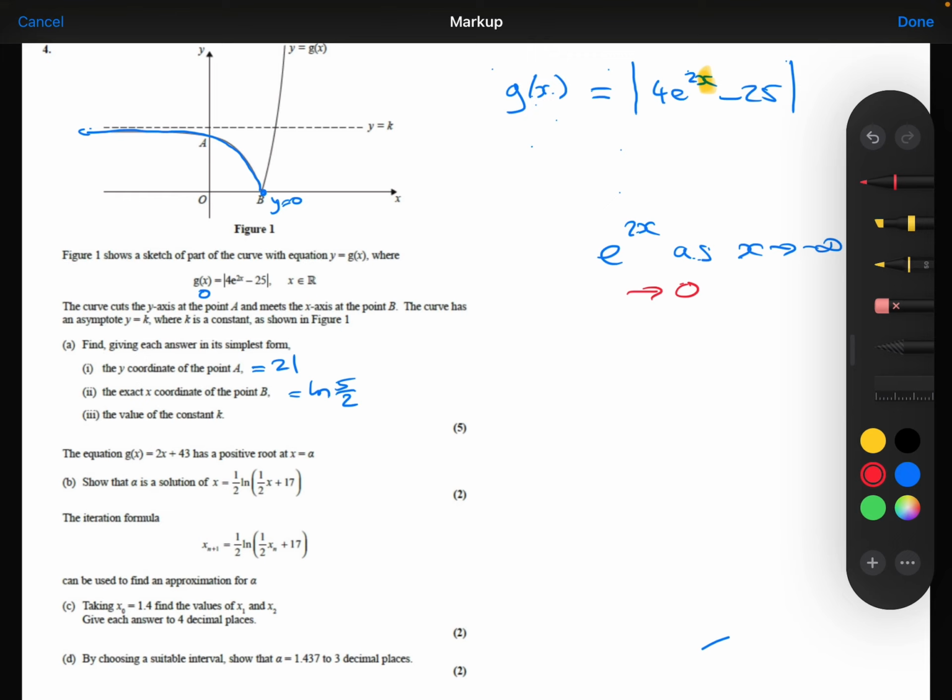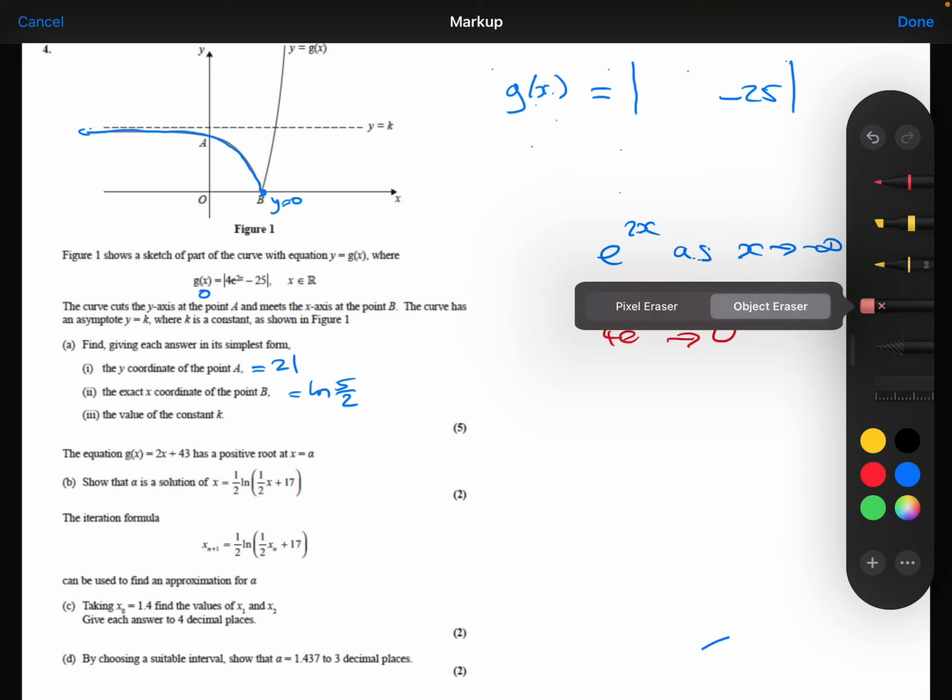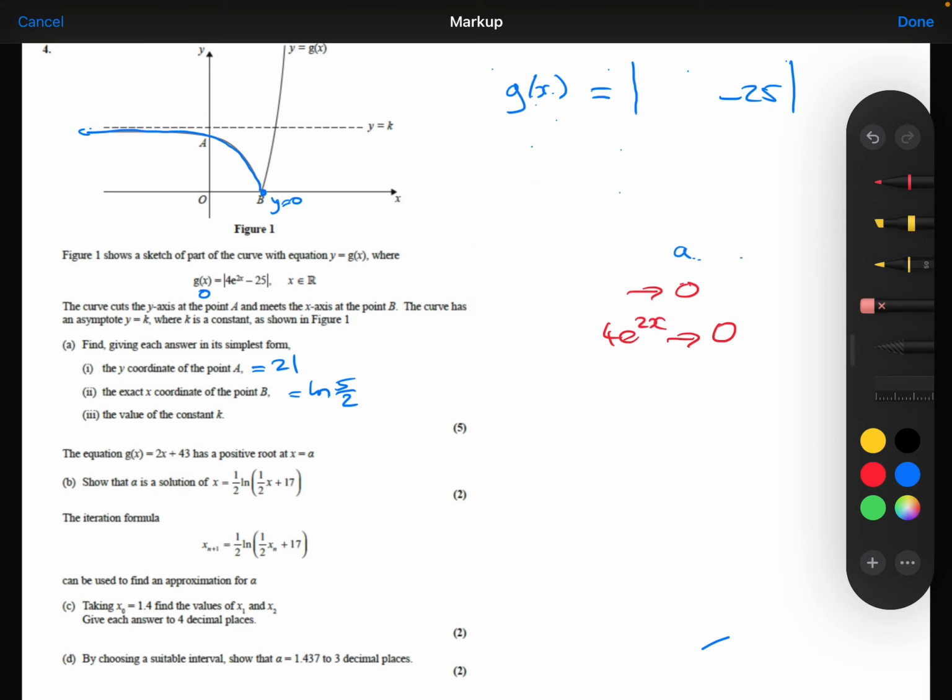So therefore, the 4e to the 2x is going to tend towards 0. So this will tend towards the modulus of minus 25. And the modulus of minus 25 is 25. So k is 25.